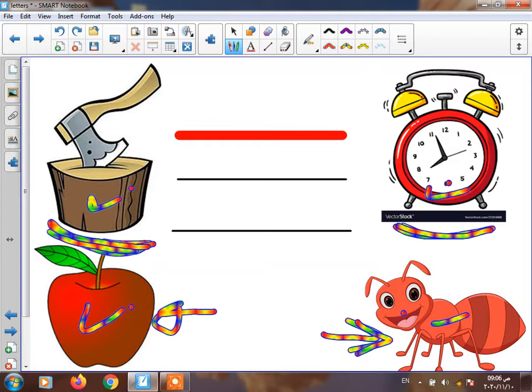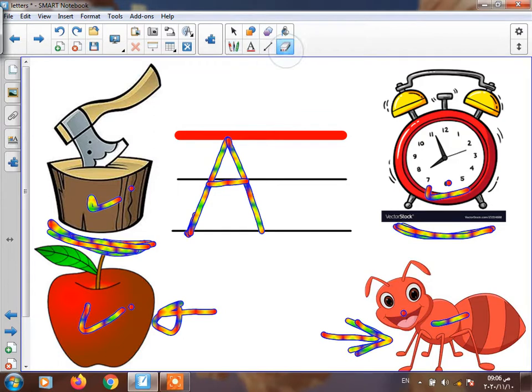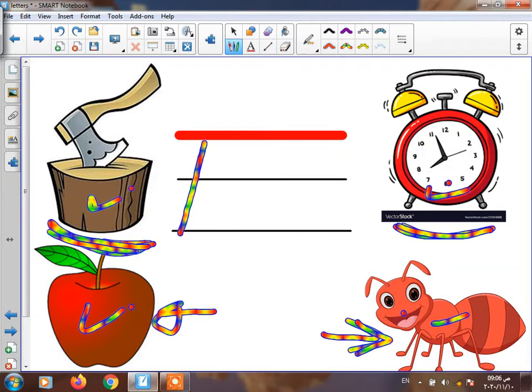Okay, KG2. Who can tell me how can I write letter A? I will start from here. Sleepy line up, sleepy line down, small line. Again, KG2. Sleepy line up, sleepy line down, small line.